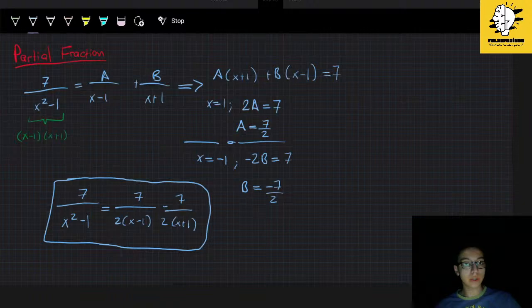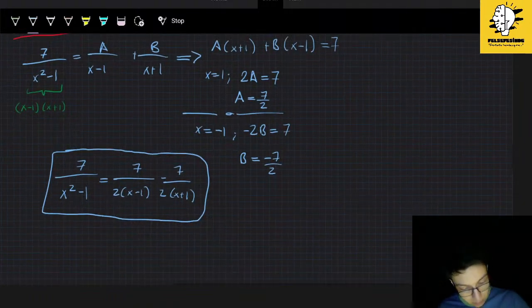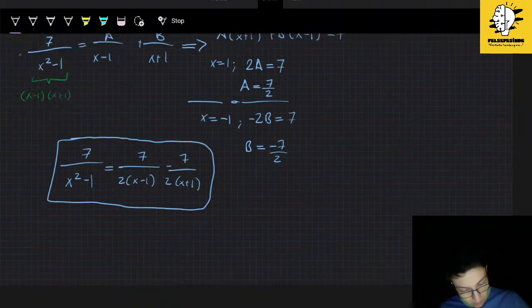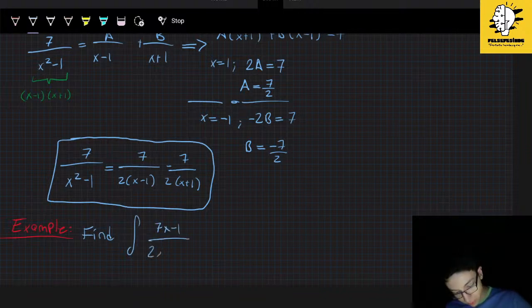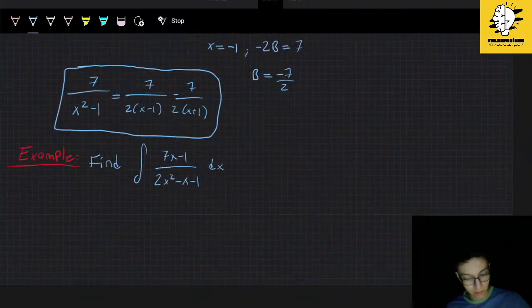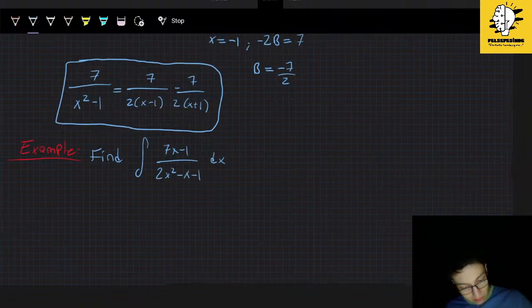So now let's use this knowledge. Let me show you a question. Let's say that we have an example like this. Please integrate 7x minus 1 over 2x squared minus x minus 1. Again, do you think you can integrate this directly? No, it will be very painful. Literally painful.